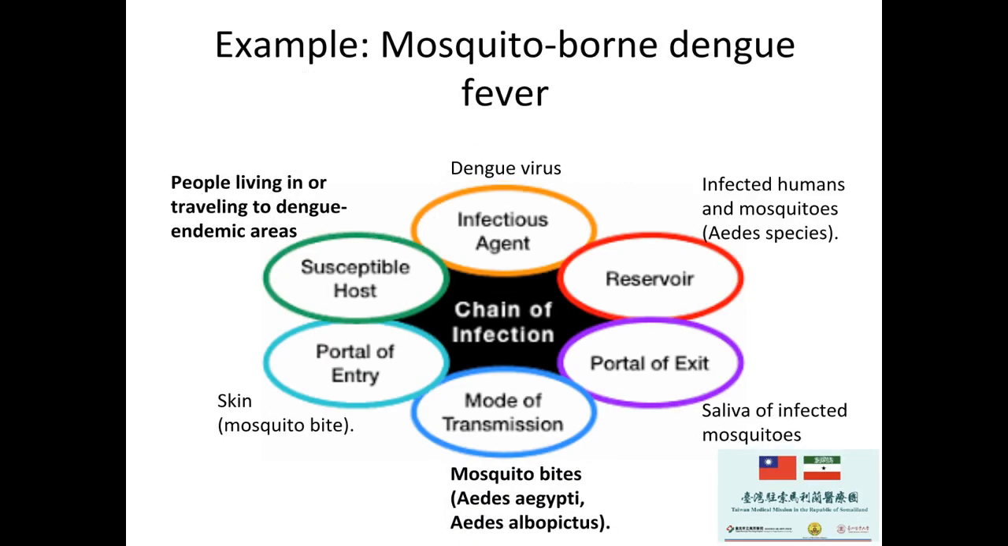Dengue virus is transmitted through the bite of infected Aedes mosquitoes, which acquire the virus from infected humans. The virus exits through the mosquito's saliva and enters the human body through the skin during a bite. People in dengue endemic areas are at higher risk.